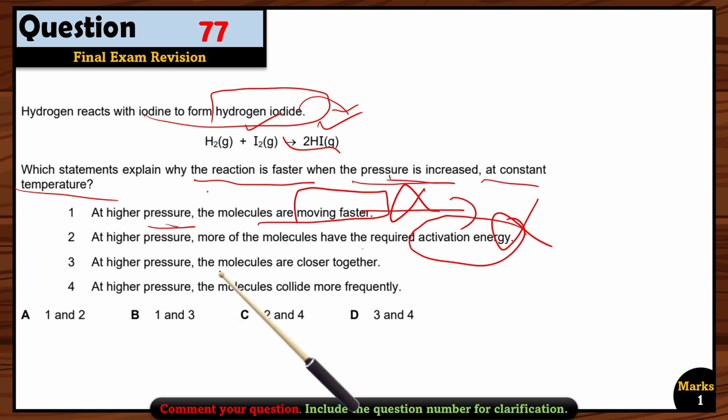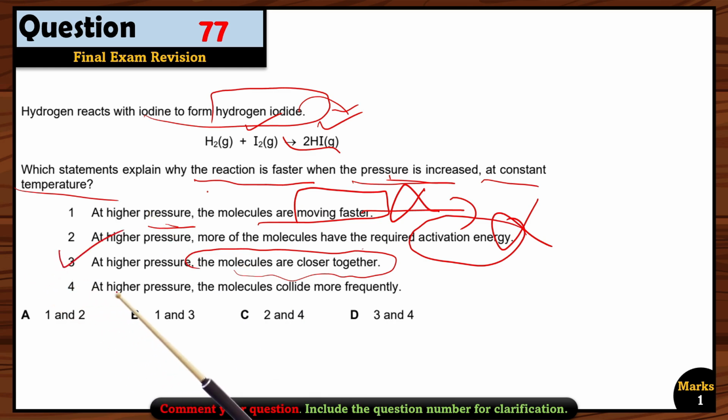At high pressure, the molecules are close together. Yes, this option is right, because at high pressure, the volume will decrease. So more particles will come close together. So option 3 is right. Let's see statement 4. At high pressure, the molecules collide more frequently. Yes, because when they come close together, they will collide more frequently. So options 3 and 4 are right. That is option D. So option D is the right option for this.